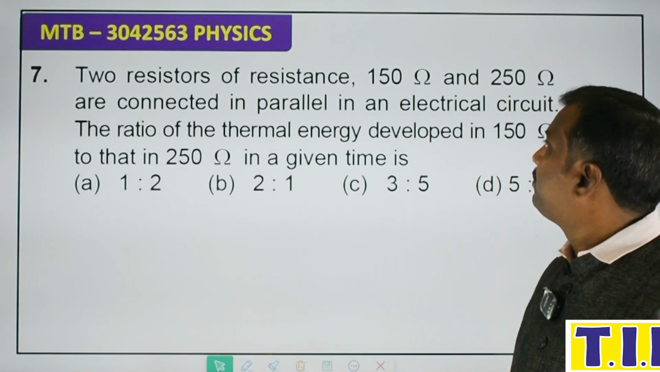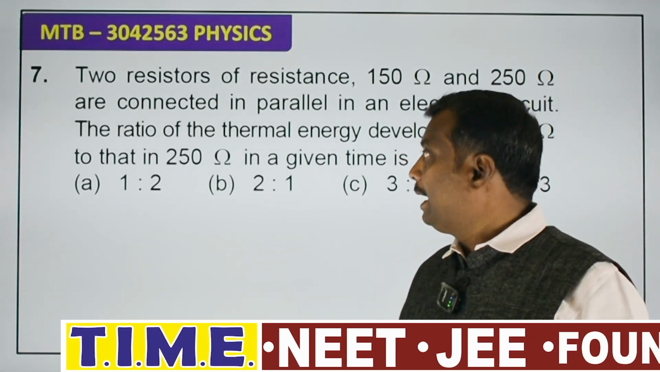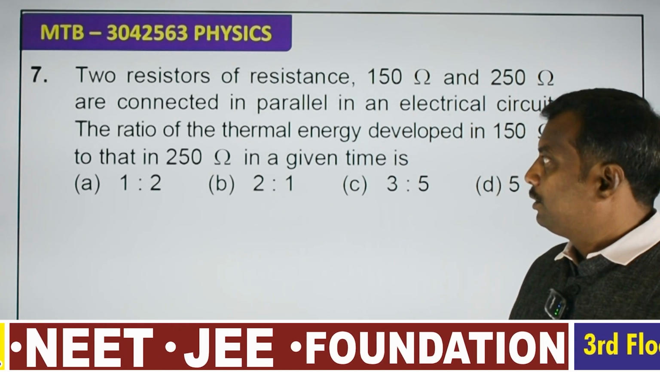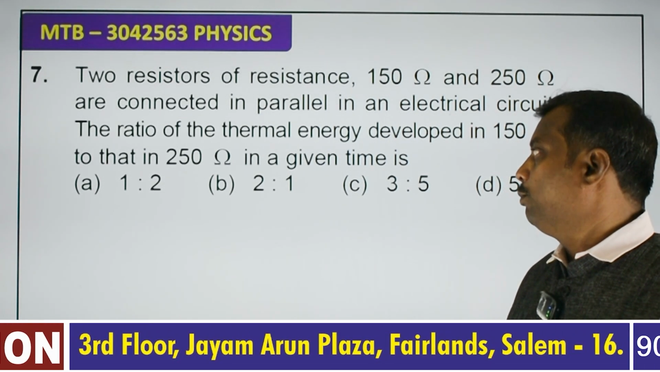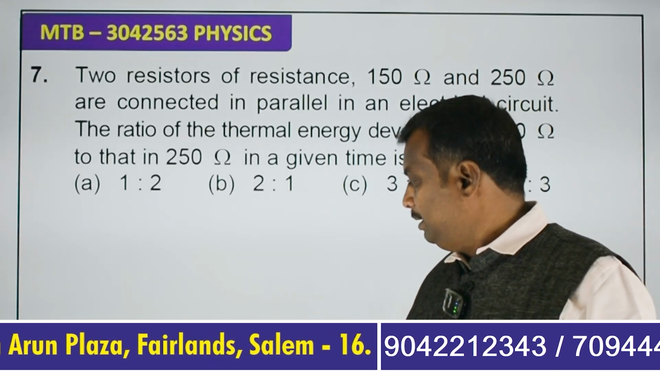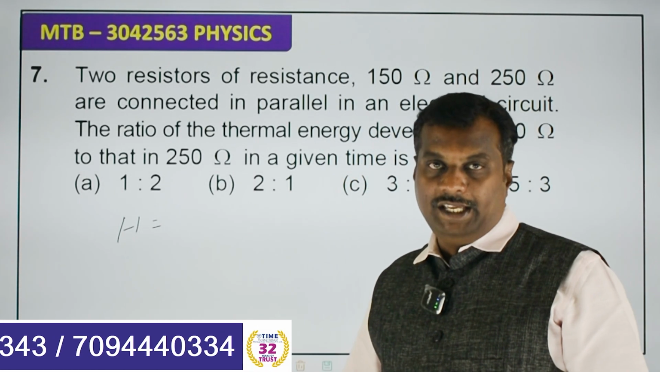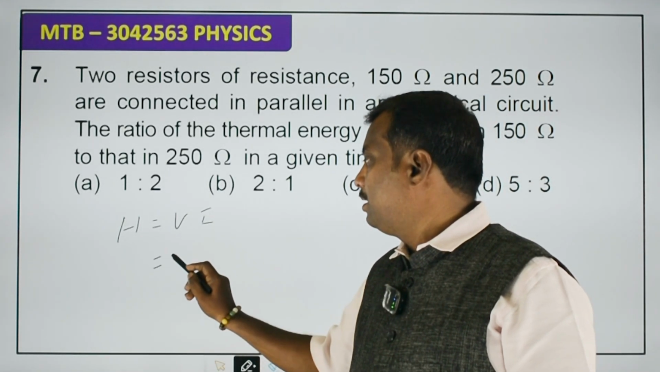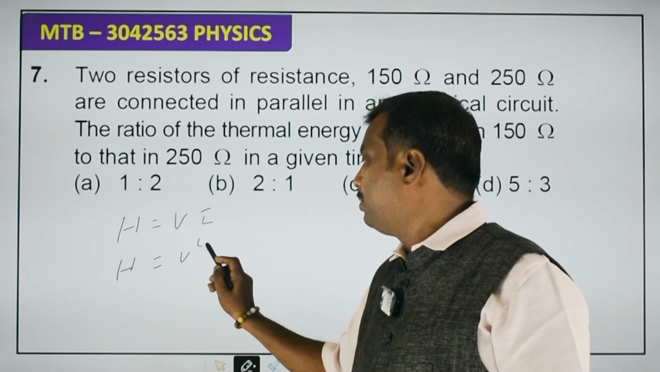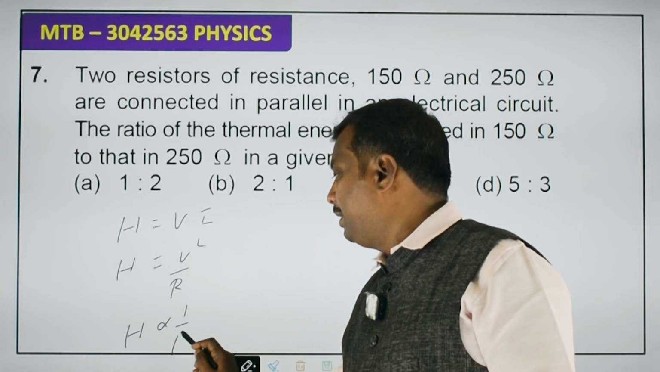Two resistors of resistance 150 ohm and 250 ohm are both connected in parallel in an electrical circuit. The ratio of thermal energy developed in 150 and 250 ohm is what they have asked. So thermal energy is heat developed. Heat H is equal to VI, power, that is V into I. I is V by R. So H is equal to V square by R. In other words, H is directly proportional to 1 by R.